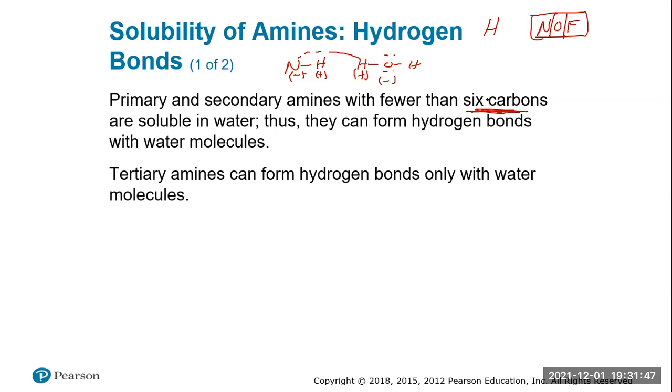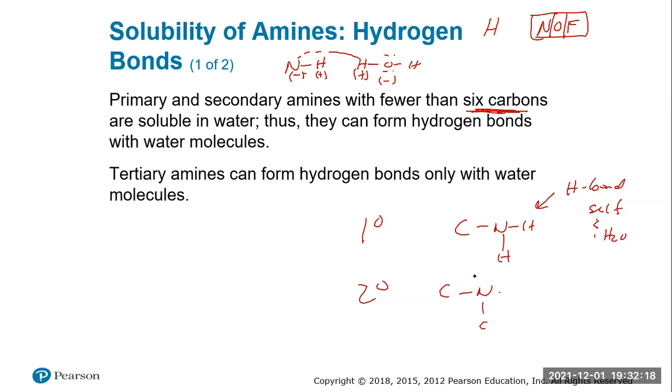Tertiary amines can form hydrogen bonds only with water molecules. They really can't hydrogen bond to themselves because they lack the hydrogen. So what that means is, if we take a primary amine, we have something that looks like this. This guy can hydrogen bond with itself and water. A secondary, which looks like this, can also do some hydrogen bonding with itself and water.